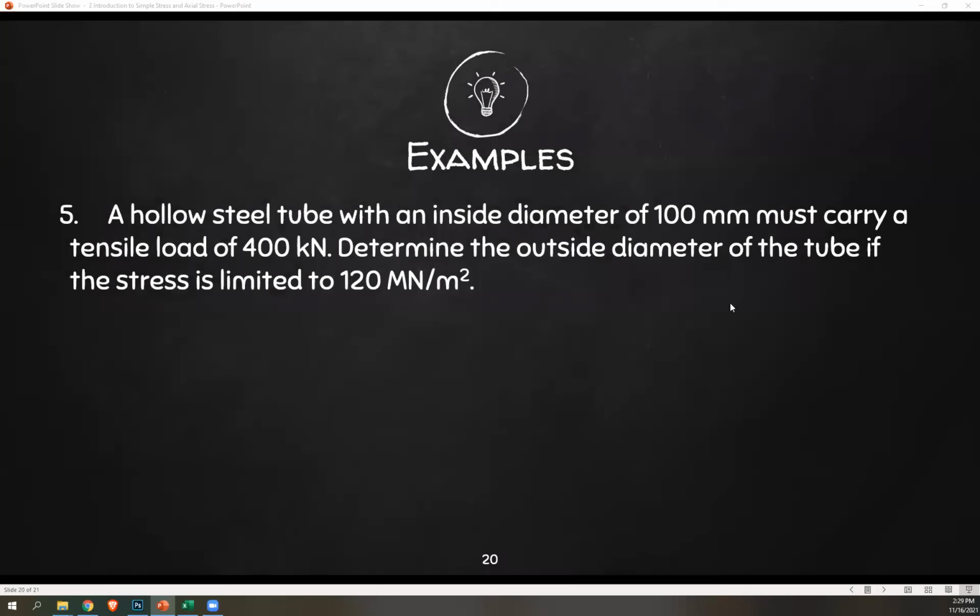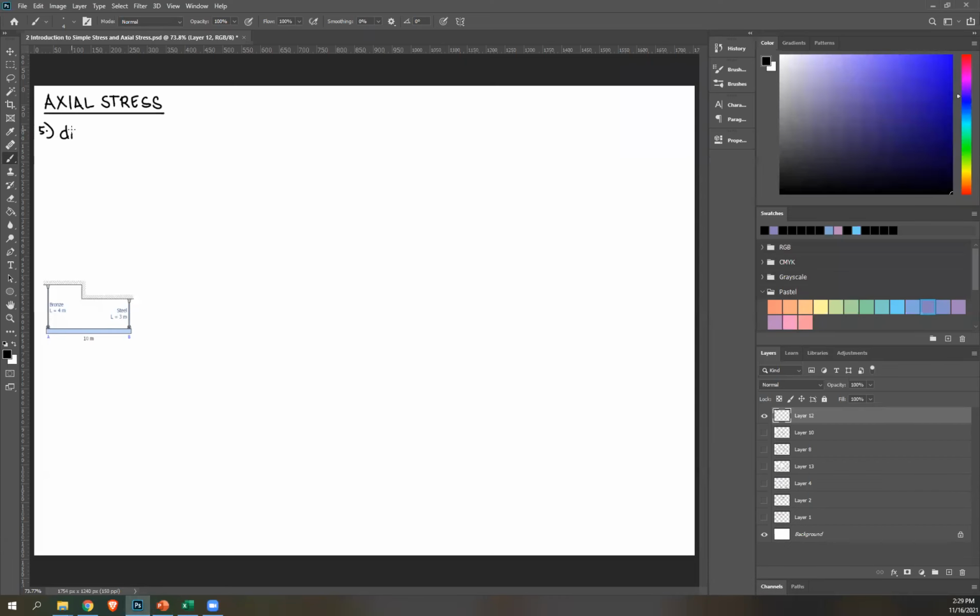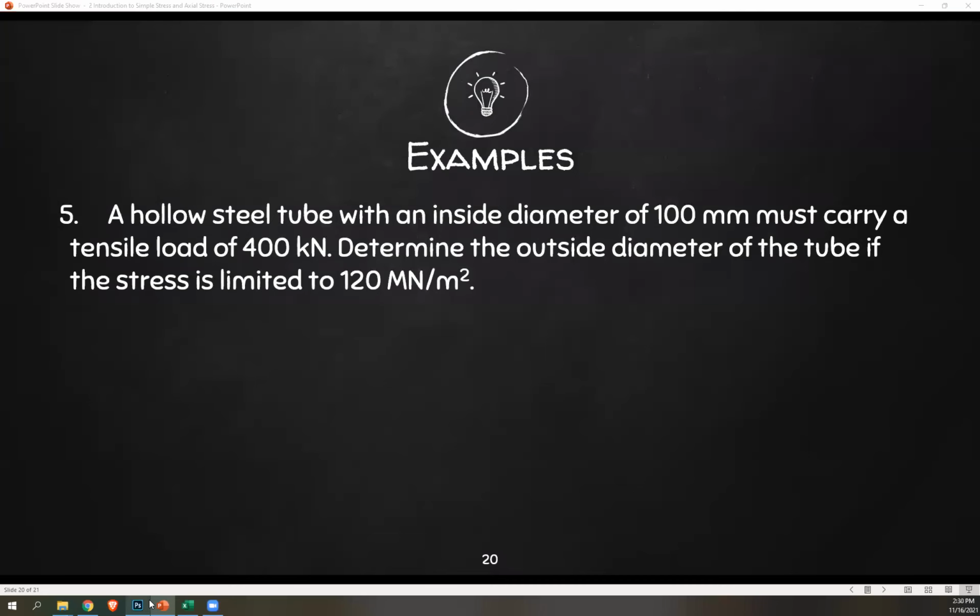Number 5: a hollow steel tube with an inside diameter of 100 millimeter must carry a tensile load of 400. Determine the outside diameter of the tube if the stress is limited to 120 meganewton per meter squared. So basically, we have an object. We're given stress and force. The question is looking for a dimension, specifically outer diameter. Keeping that in mind, let's write the given. Inside diameter 100 millimeter, so I'll write D sub I for inside diameter. What else? Your load 400 and stress 120.